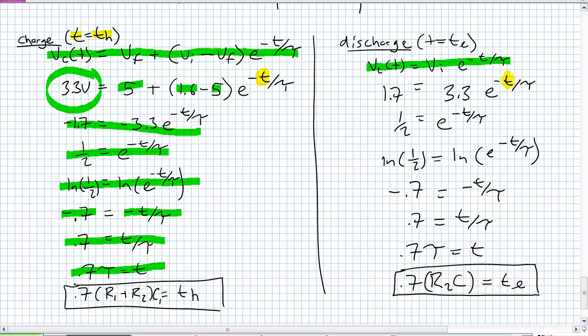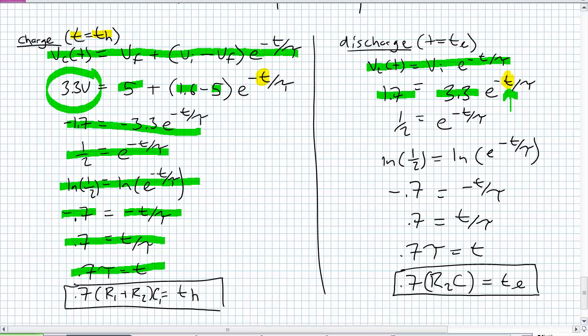So go ahead, put in our initial conditions. It was at 3.3 volts. We did not allow it to charge all the way to 5 volts. So at 3.3 volts, the voltage is going to decay from there. What's it going to decay to? It's going to decay to 1.7. At what time? T.